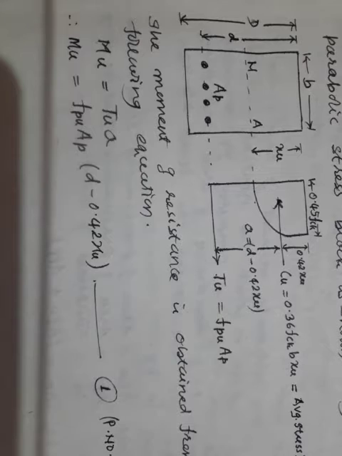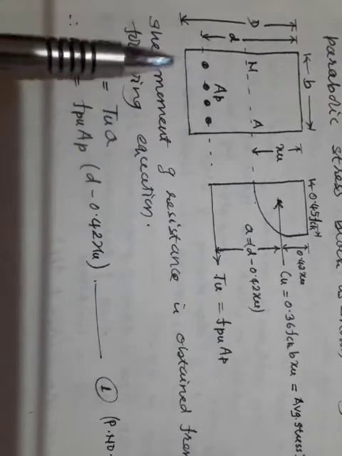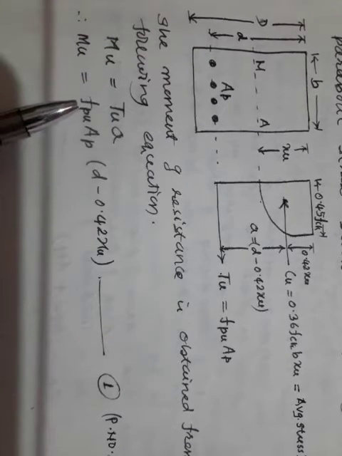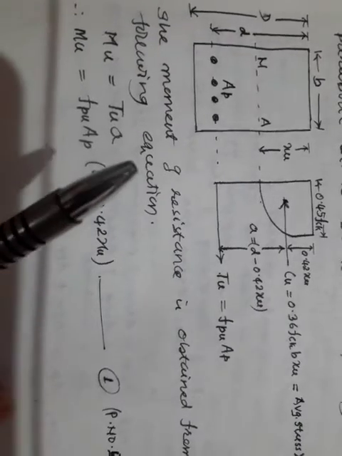Yesterday in your class we were seeing how to calculate the ultimate strength of a rectangular section in PSC beams. So if it is a rectangular section, the ultimate moment of resistance Mu can be calculated by this simple equation: fpu Ap into (d minus 0.42 xu). This equation is there on page number 59 also. You need not remember this equation, it is there in the IS code. So now this is the equation.